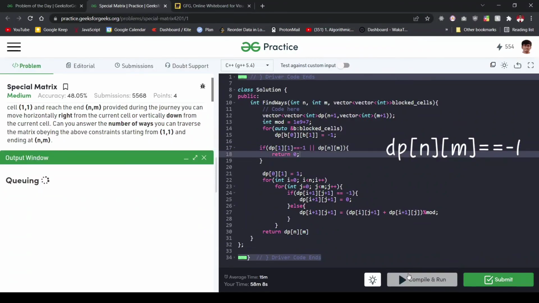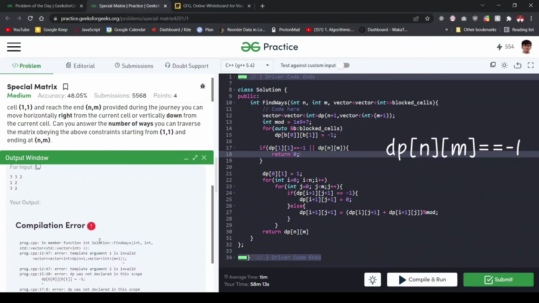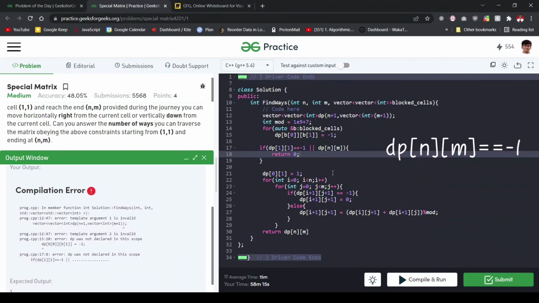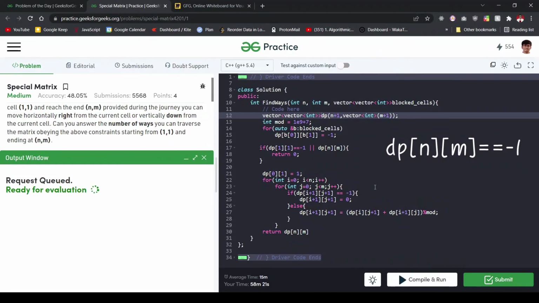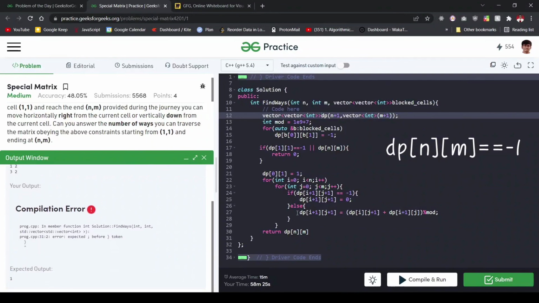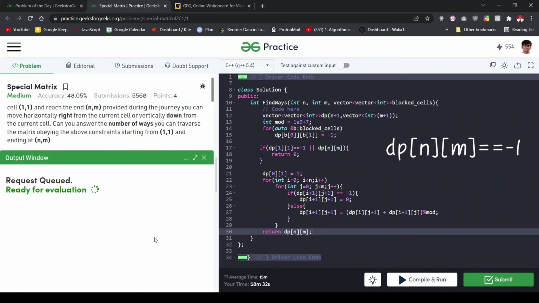Let's try and run the program. Okay, we got an error. Oh, my bad. Can't get enough of syntax errors. We got the right answer in the first case. Let's try and submit.